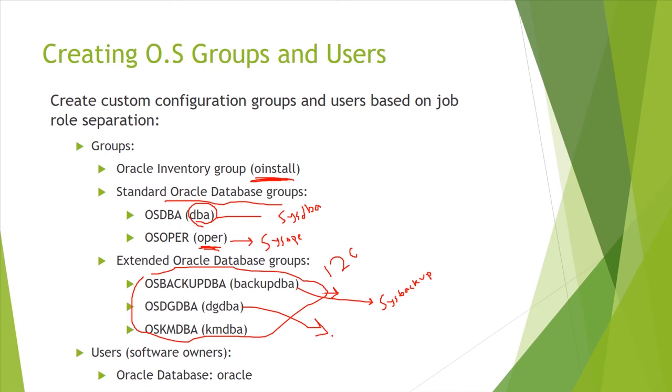Another group is called DGDBA, which is Data Guard DBA. This was also introduced in 12c.